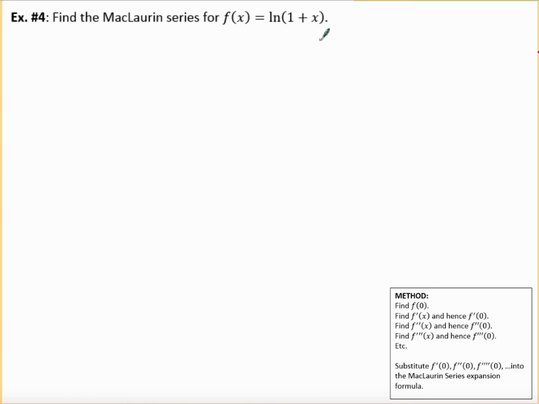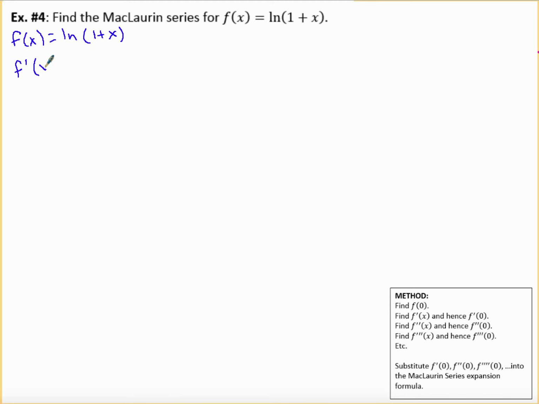And this is a little different because it's not just our straight up function. We've got a little action in the argument here. But don't freak out, it's not too bad. We're going to start the same way we've done before. We've got f of x is equal to ln(1 + x).